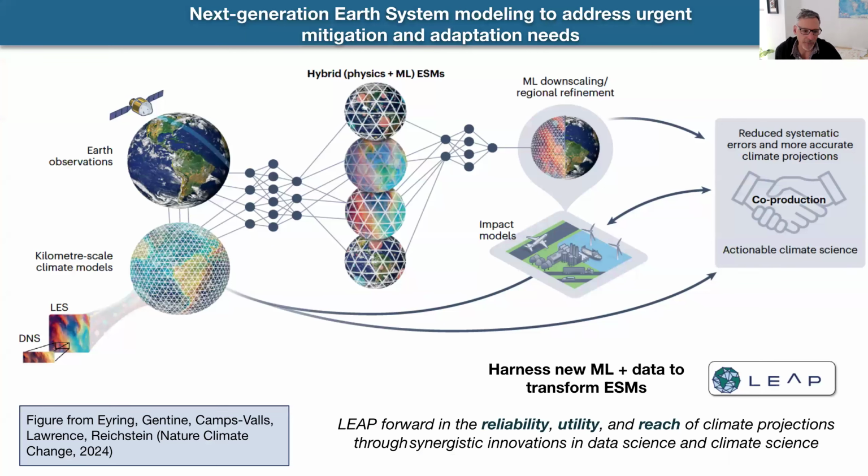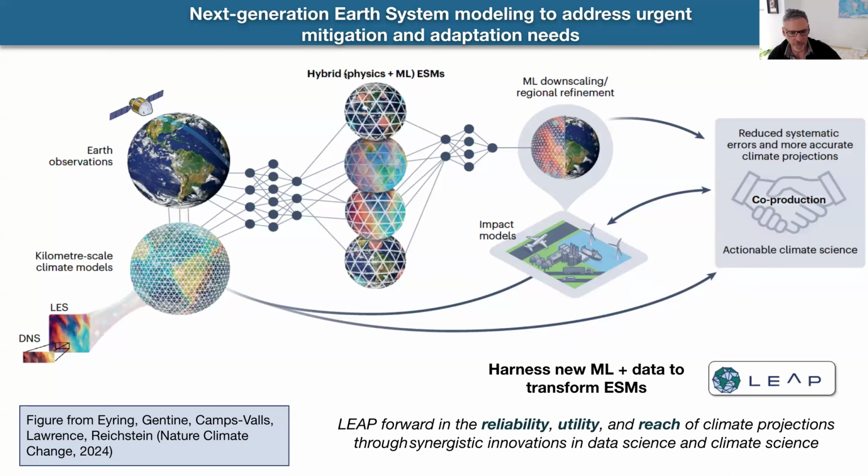So many people around the world are proposing that we take advantage of the explosion of machine learning and use that to more rapidly advance Earth system models, including land models. This is a figure from a paper that I was a co-author on, led by Veronika Eyring, arguing for the need to build hybrid models.